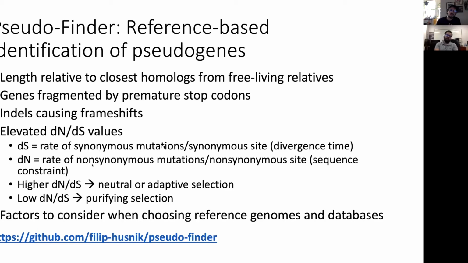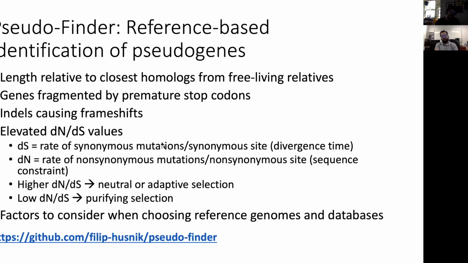So if you have a lot of synonymous mutations in the gene compared to the number of non-synonymous mutations, that means that a gene is relatively conserved, because a synonymous mutation is a mutation that does not result in an amino acid change, whereas a non-synonymous mutation causes some kind of change in amino acid sequence. So if you have a really low rate of non-synonymous mutations compared to the rate of synonymous mutations, then a gene is being highly conserved.